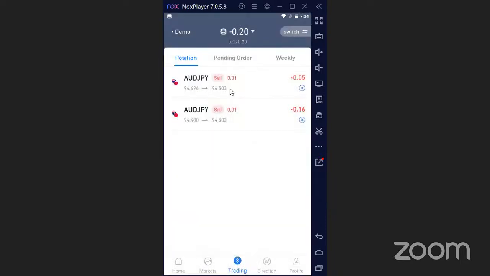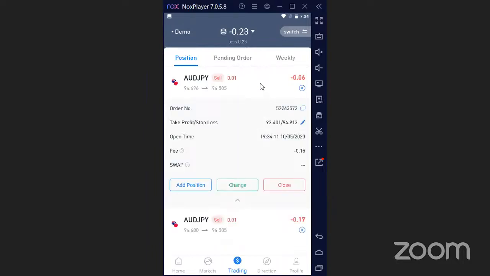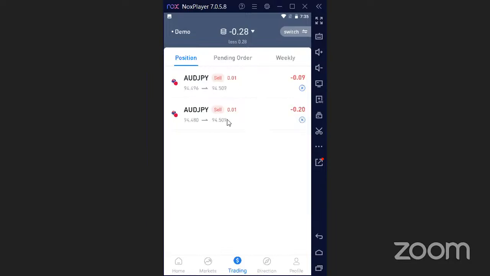Okay, so the first one we didn't set take profit and stop loss. Let's see how we can set it. Just click on the trade. This is the one we set take profit and stop loss for. The other one we didn't set. So just click anywhere around this second position. Okay, I'm going to click here.